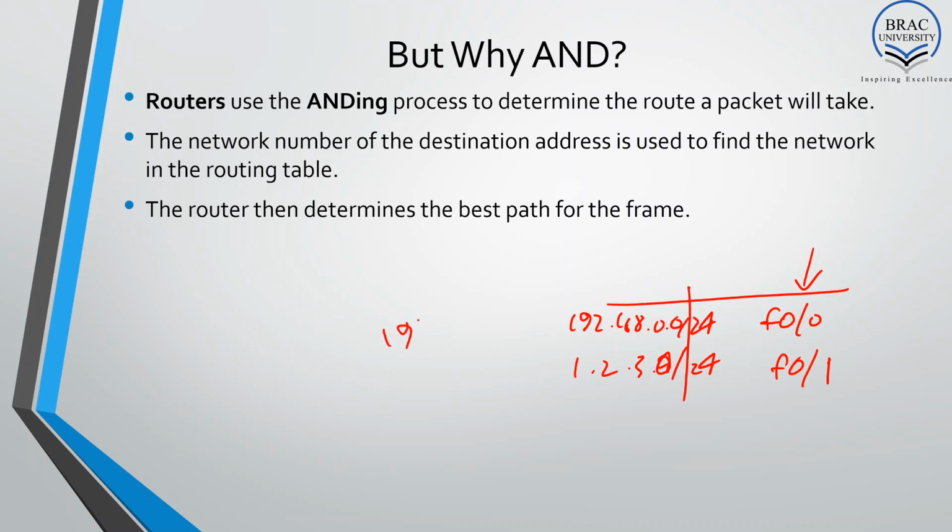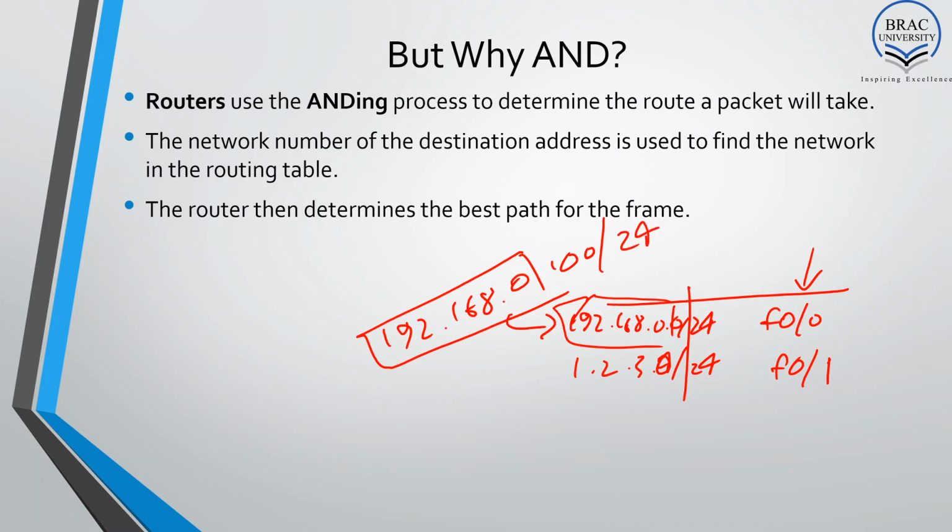So if a packet now comes to 192.168.0.100, this matches with this one, right? Because this first 3 and this first 3 match. So it's going to send out the packet through F0/0.